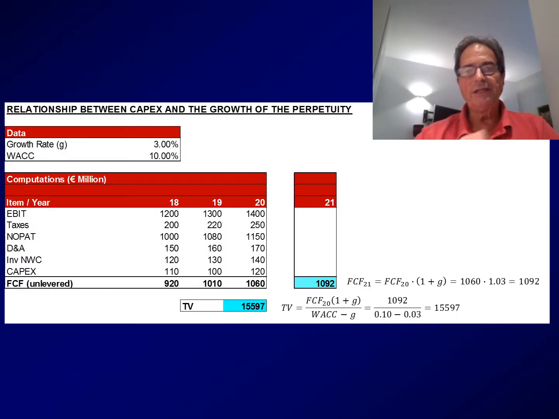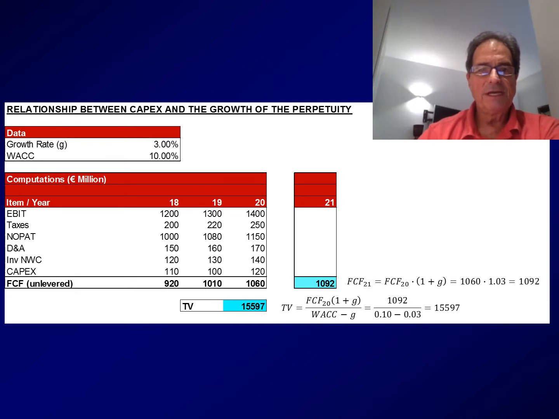Let's illustrate this through this example. Imagine that we are doing the valuation of a company, okay? And we have a total of 20 years of cash flow projections. We are going to focus on the last 3 years, which is years 18 to 20.